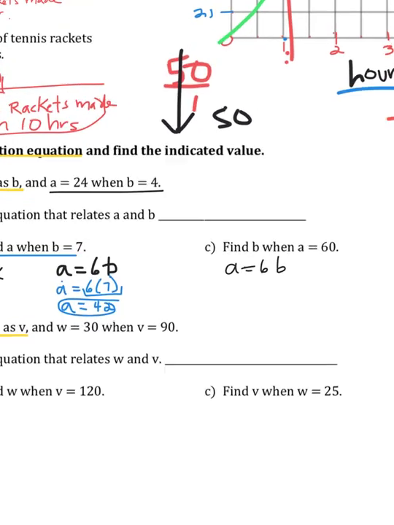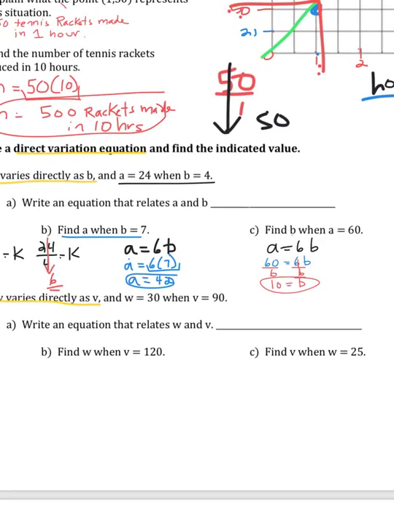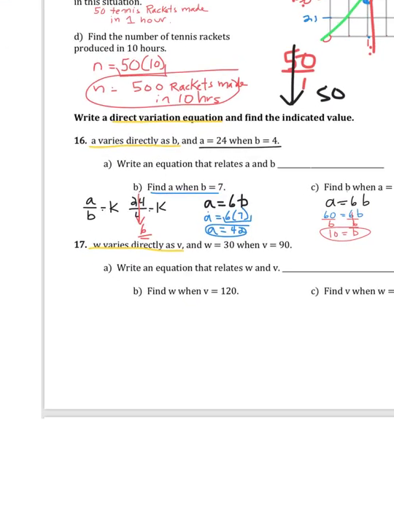Easy enough. And find B when A is 60. So 60 equals 6B. So divide by 6, divide by 6. B equals 10. Okay. Same thing here, except I have a feeling we're going to get a fraction on this one, because that's usually what happens.